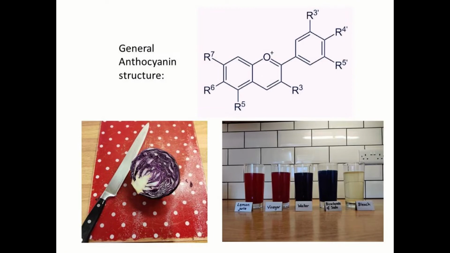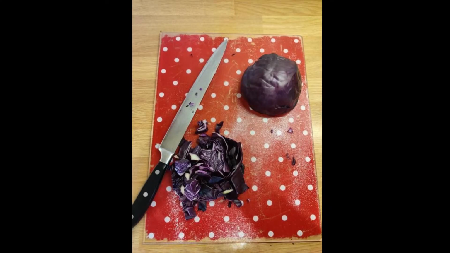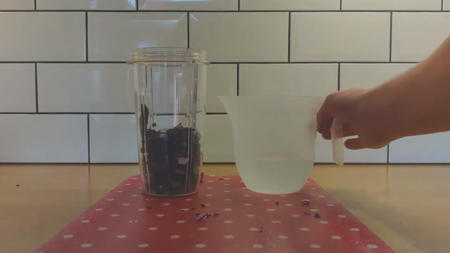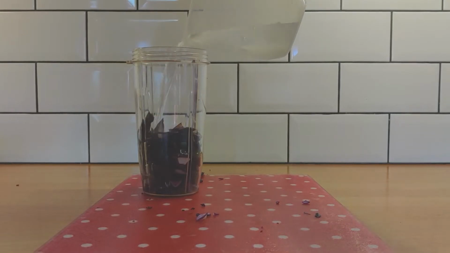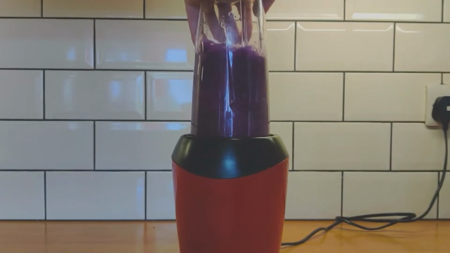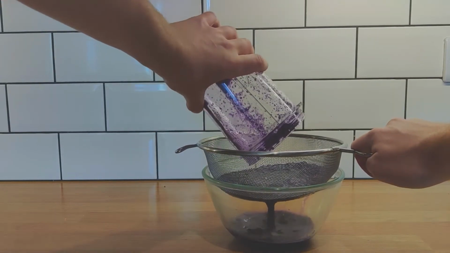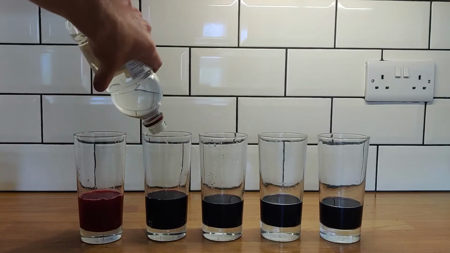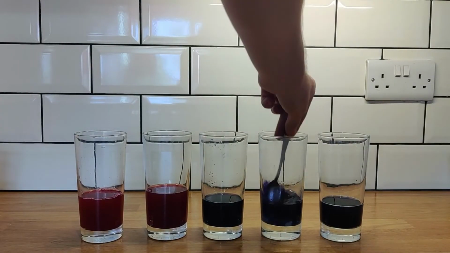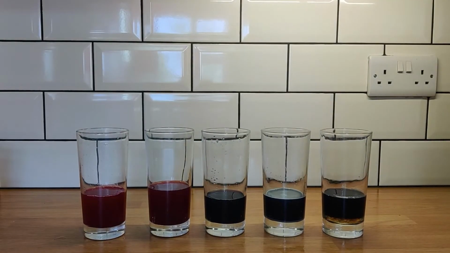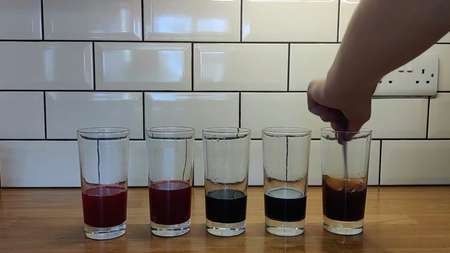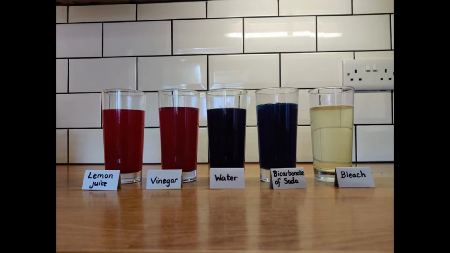To make the red cabbage indicator, we cut up a handful of red cabbage and place it into a blender with 250 milliliters of water. Blend it until it is evenly fine before straining it, giving a purple solution. These solutions can then be diluted until you are happy with the opacity of the indicator. You can then test the indicator out on the various household acids and bases and see the result.